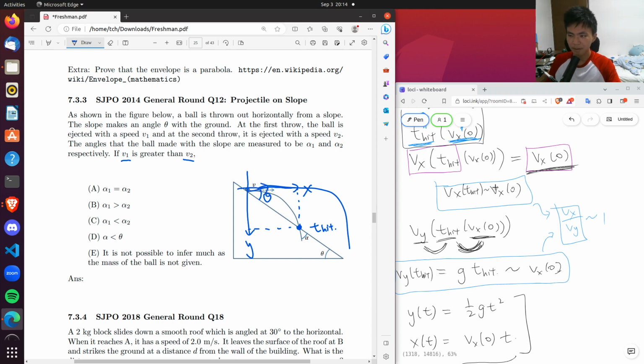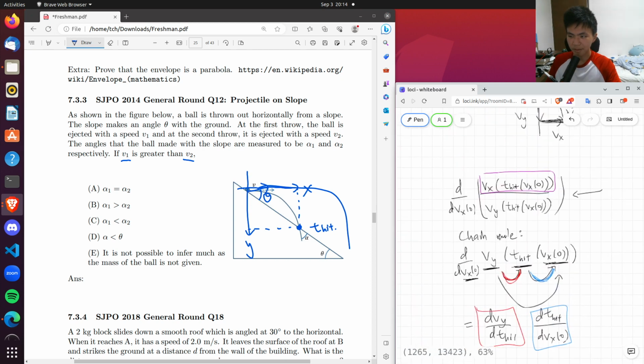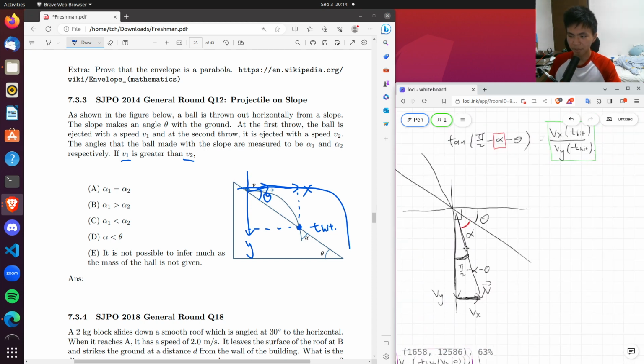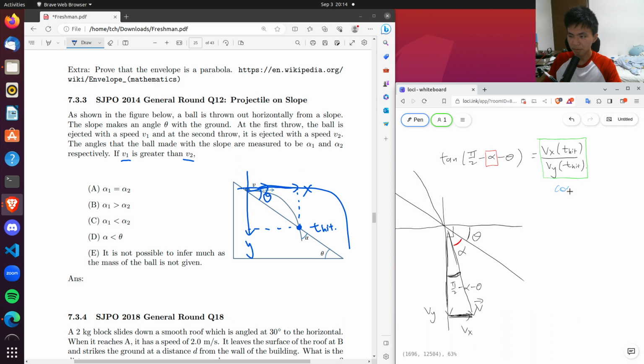And because vx over vy is constant with respect to the horizontal velocity, we have shown that the ratio here, alpha, is also constant. So no matter what velocity you throw it at, the angles will always be the same, and hence the answer is A. Okay, so to recap what we did, it was quite a lengthy procedure.